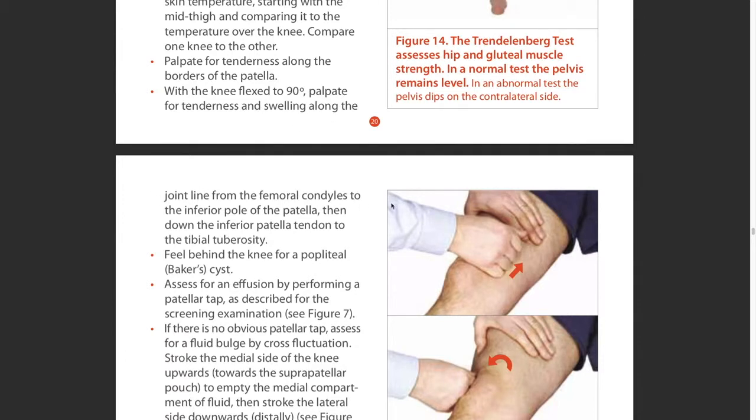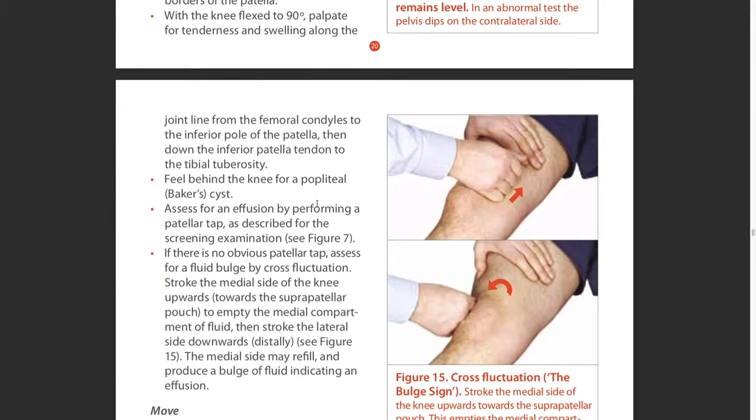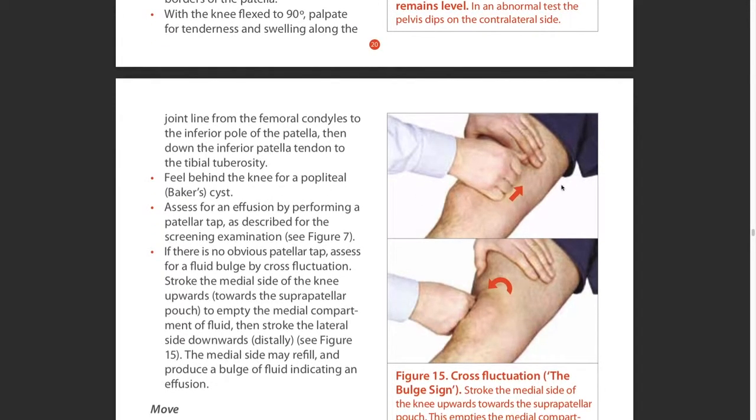Joint line from the femoral condyles. Femoral condyles are up here, to the inferior pole of the patella, then down the inferior patellar tendon to the tibial tuberosity. Okay, feel behind the knee for a popliteal cyst. Behind the knee.